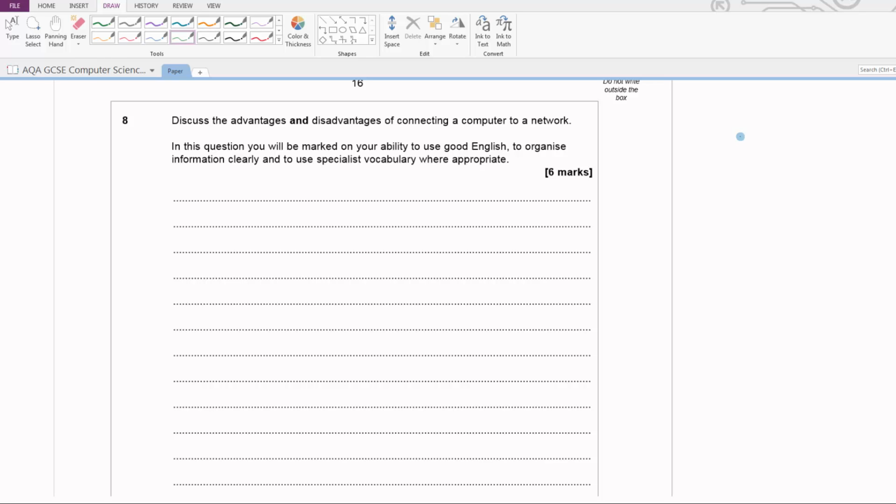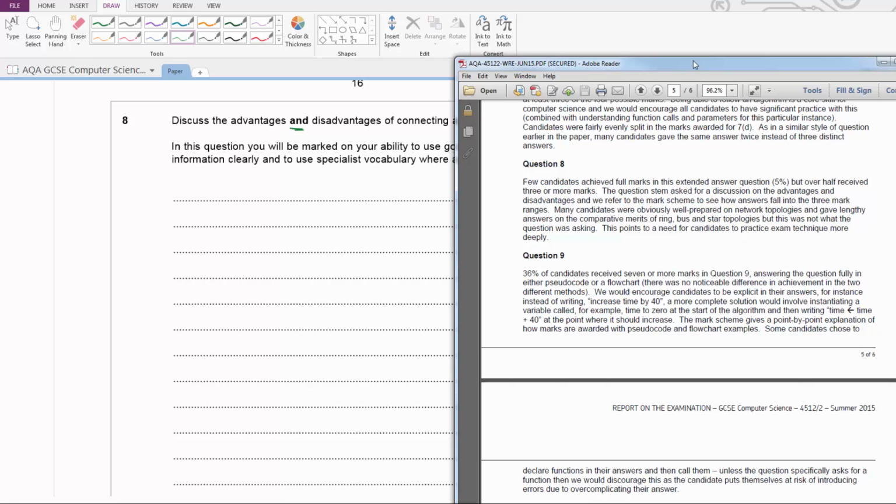It's worth 6 marks, and it is to discuss the advantages and disadvantages, and as importantly, you can't just talk about one or the other, of connecting a computer to a network, and as I say, quality of written communication. So I just want to show you the examiner report here.